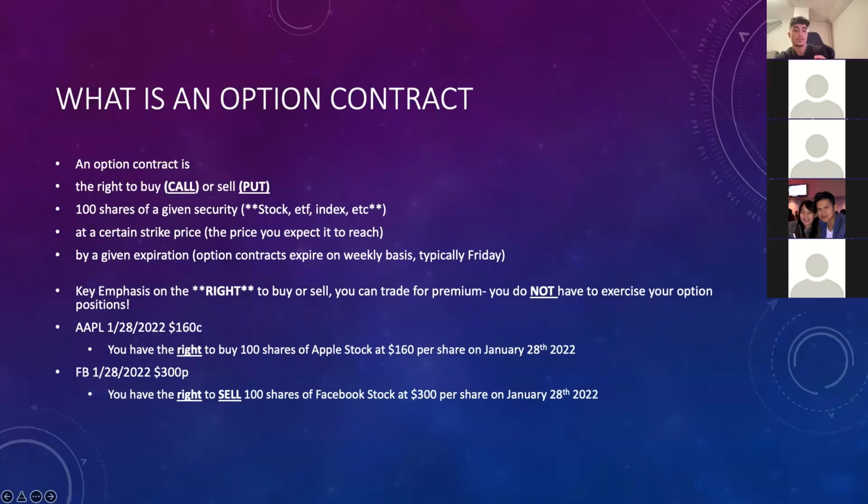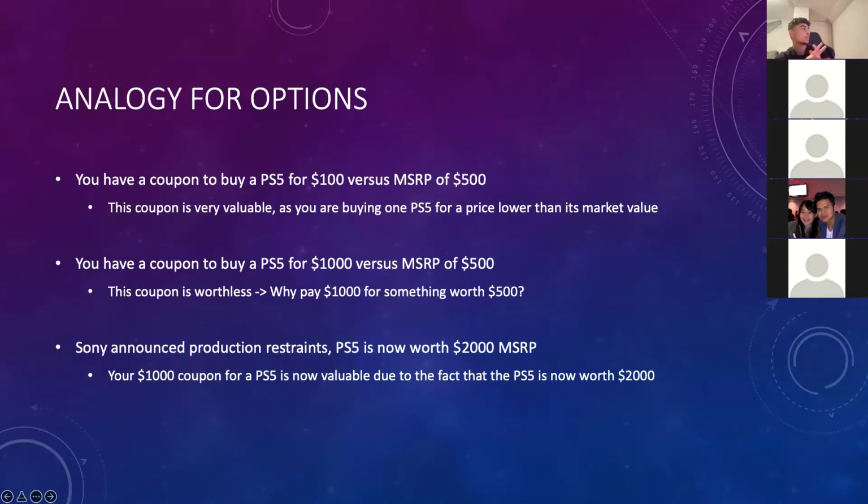So I'm going to move on to our next slide where I'm going to give you guys an analogy. Let's say you have a coupon for a PS5, and let's say the PS5 is worth $500 at Walmart or Best Buy or wherever you bought it from. And this coupon is going to allow you to buy it for $100, right? So the coupon is very valuable. You're buying this PS5 that's worth $500 for $100. You're saving $400 essentially.